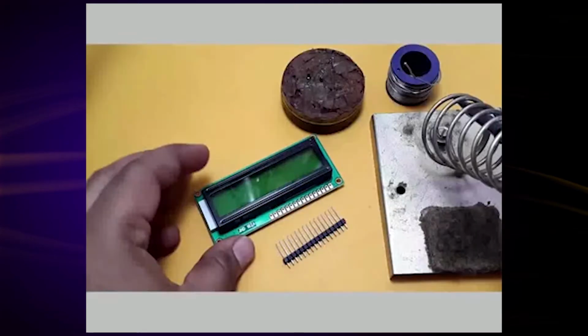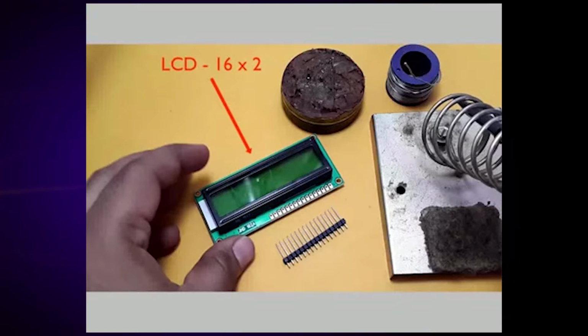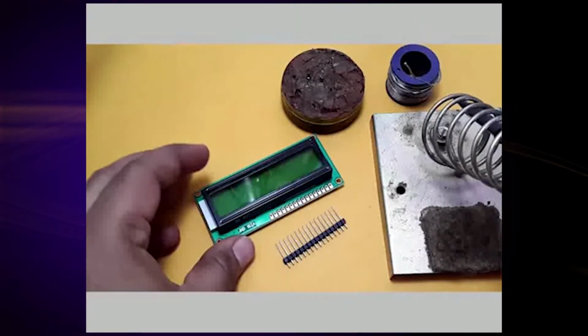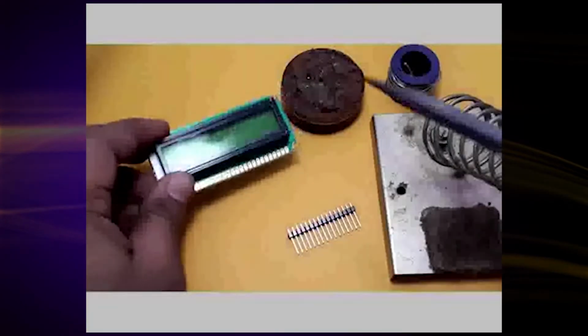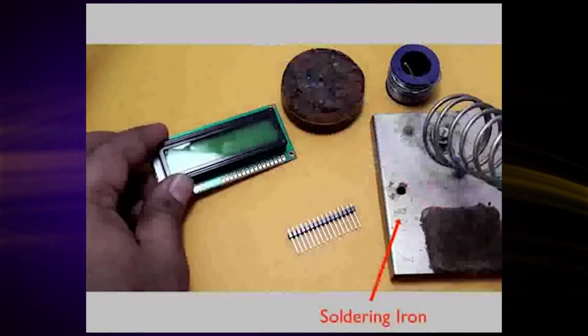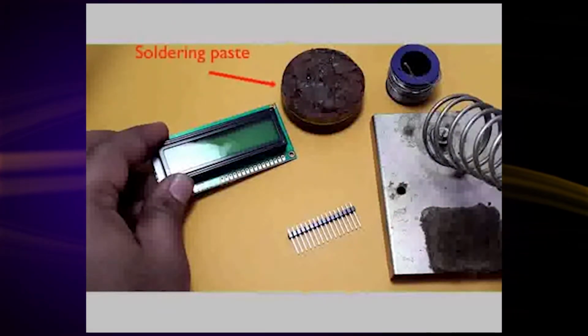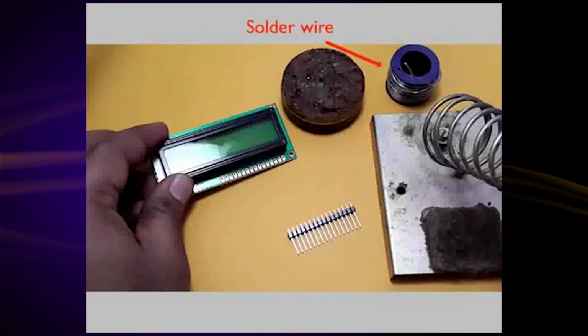Let us switch to the soldering stations to see how we can do the soldering. Here we have 16:2 LCD. This means it can display 16 characters per line, and there are 2 such lines. Extension pin which needs to be soldered to LCD so that we can connect easily to the breadboard. Soldering iron which is already powered, solder paste and solder wire.